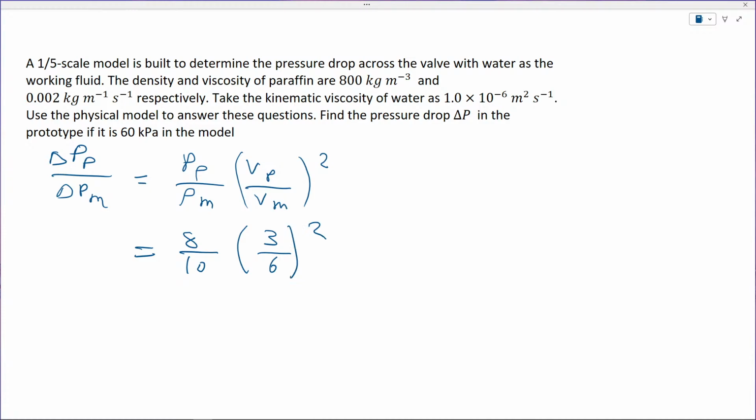So now it is telling us to take the kinematic viscosity and so on, and find the pressure drop in the prototype if it is in the model. This is what we measured in the model, so this is how much pressure drop we have in our model, in kilopascal. What would be the pressure drop in our prototype? That is the pressure drop, and this would be 60.